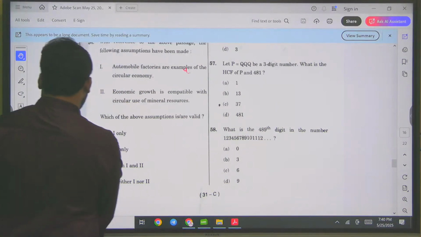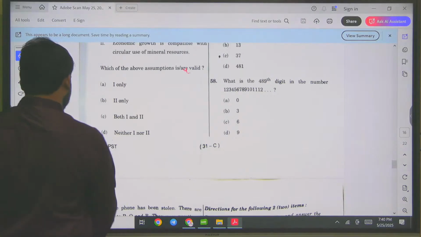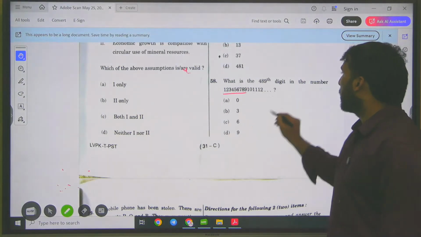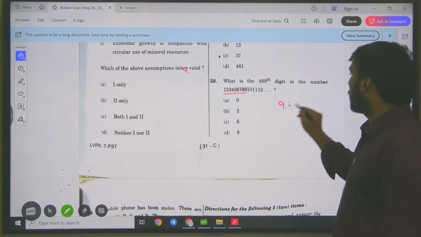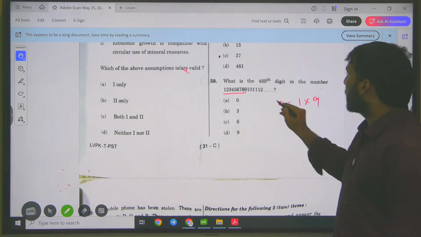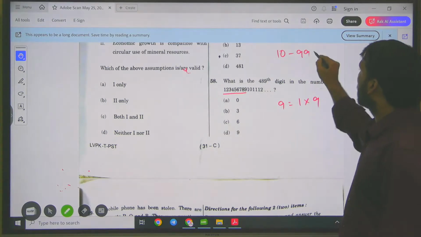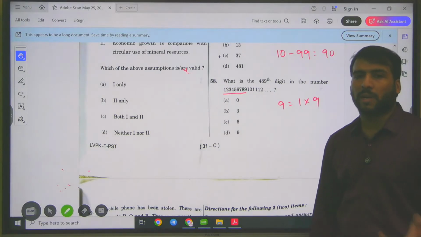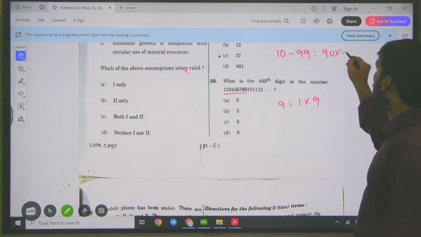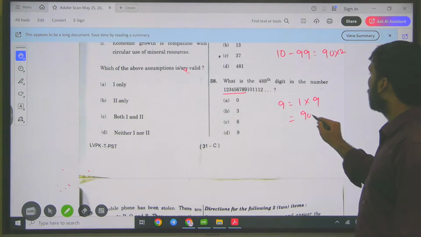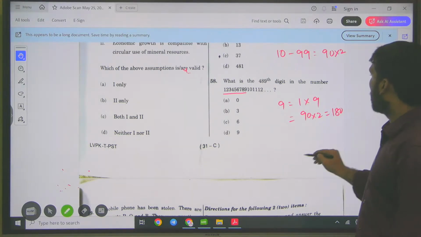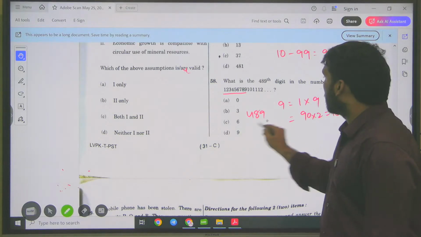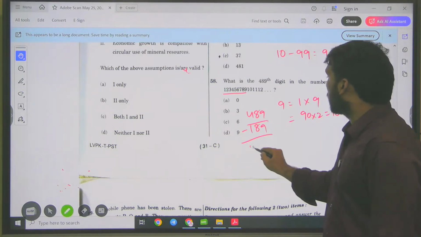And the next question: what is the 489th digit in the number? Simple. From 1 to 9, 9 digits will be there, the single digits. From 10 to 99, how many digits? 99 minus 10 is 89, plus 1, so 90 numbers. Each has 2 digits, which is 90 into 2, 180. So till 99, I'm getting 189 digits. So 489 minus 189 is equal to 300.